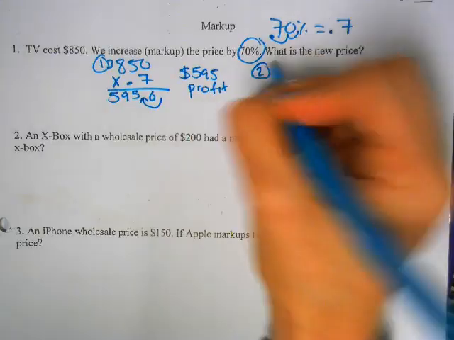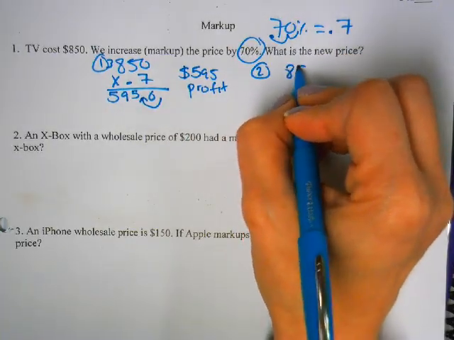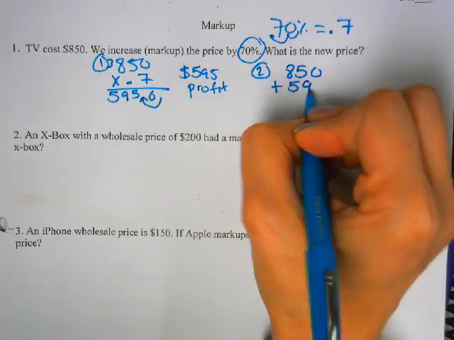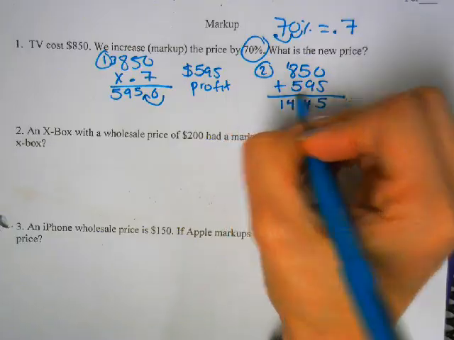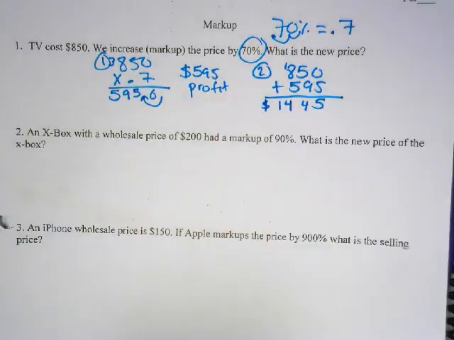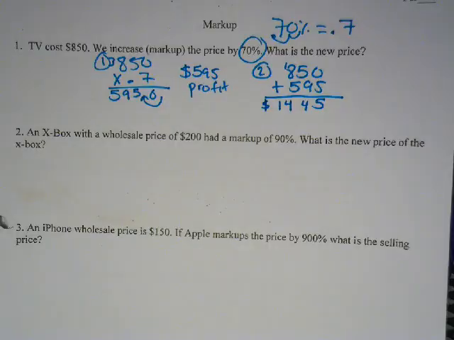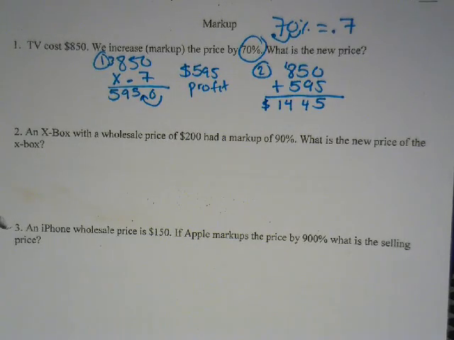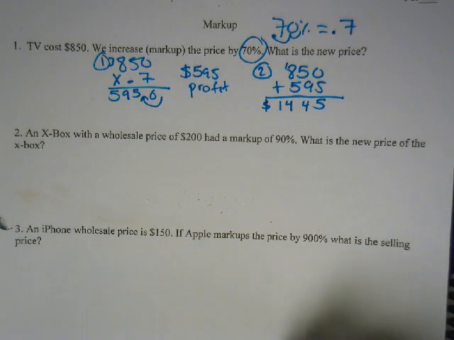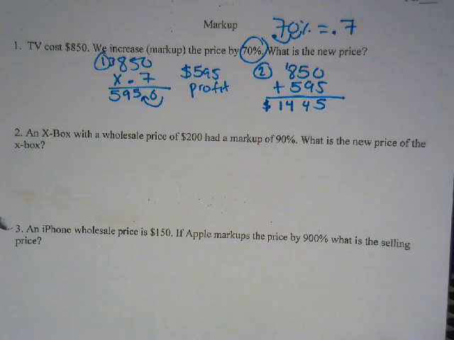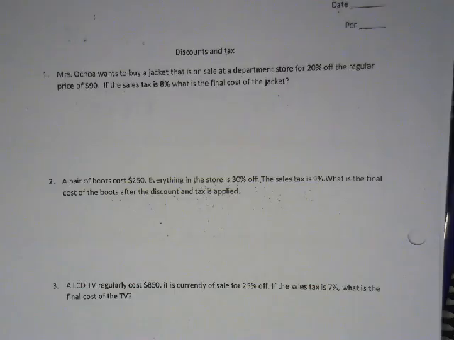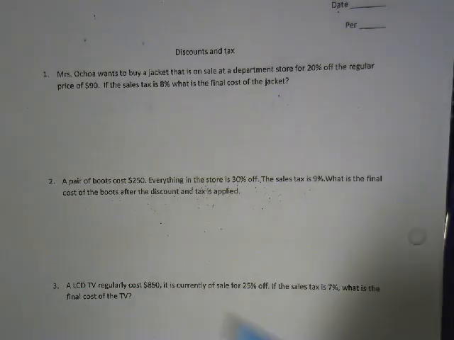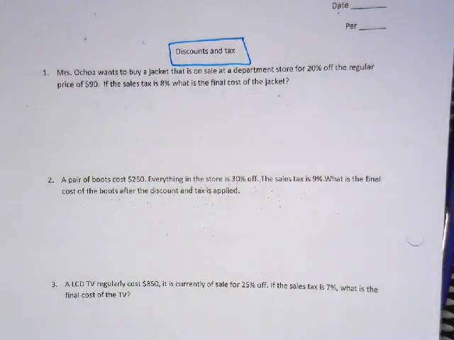Now step number 2, I'm going to take my profit and I'm going to add it to the cost of making this 4K 3D TV. Yep, $1,445 would be the cost of the TV that I would see at Best Buy. Okay, so remember, move it twice. Let's do one problem on the back together, and then you can continue, and then we'll pause the video. So go ahead and turn it to the back now, and we're going to do one problem together on discount and tax.